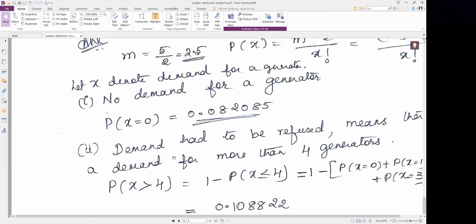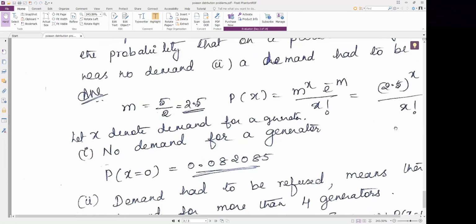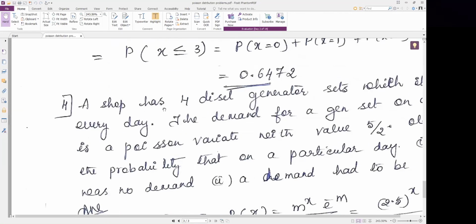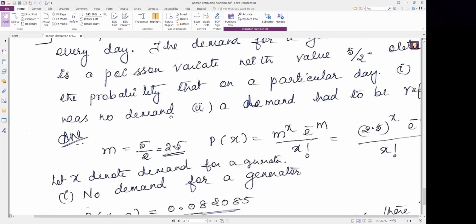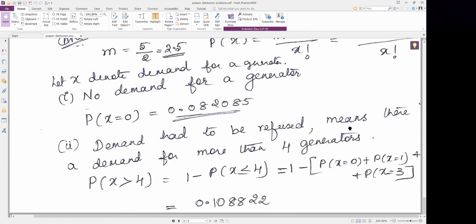Now second question. Demand had to be refused. What do you mean by demand had to be refused? When will the demand be refused? If we want more than 4 diesel generators. Suppose a customer requires more than 4 diesel generators, then the shop cannot provide. Why can the shop not provide? Because the shop has only how many generators? Only 4 diesel generators. So the demand should be rejected, correct? So when the demand has to be refused, it is when x is greater than 4, that is, when the demand is for more than 4 generators.